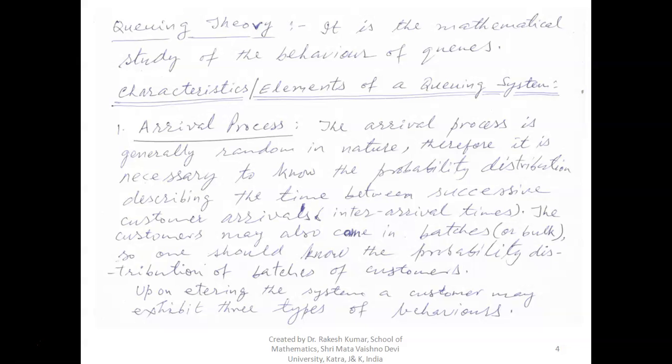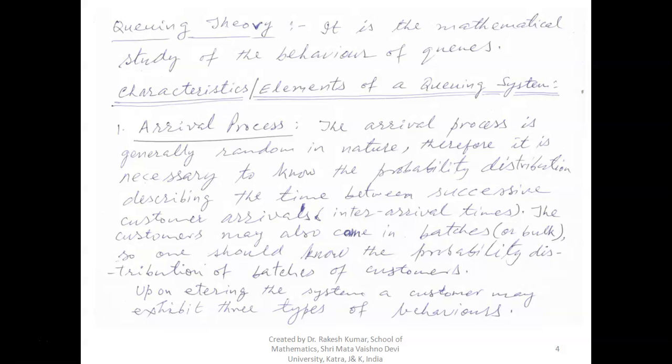The characteristics, elements or components of a queuing system. First of all, the arrival process. The arrival process is normally random in nature, therefore it is necessary to know the probability distribution describing the time between successive arrivals, that is, interarrival times. The customers may come one by one, or they may come in batches or bulk. So one should also know the probability distribution of batches of customers.